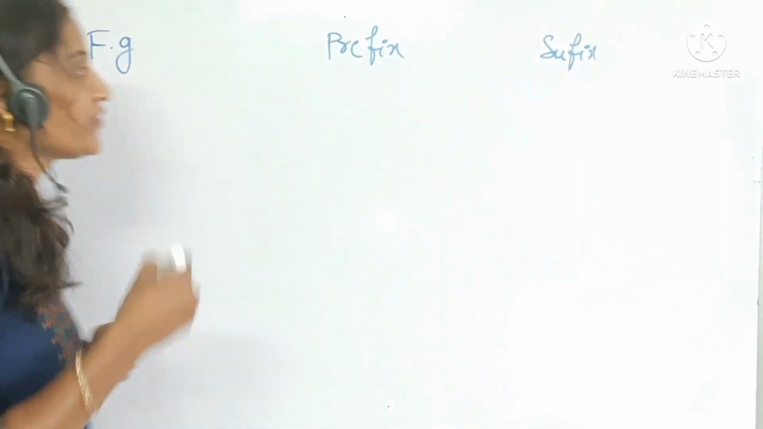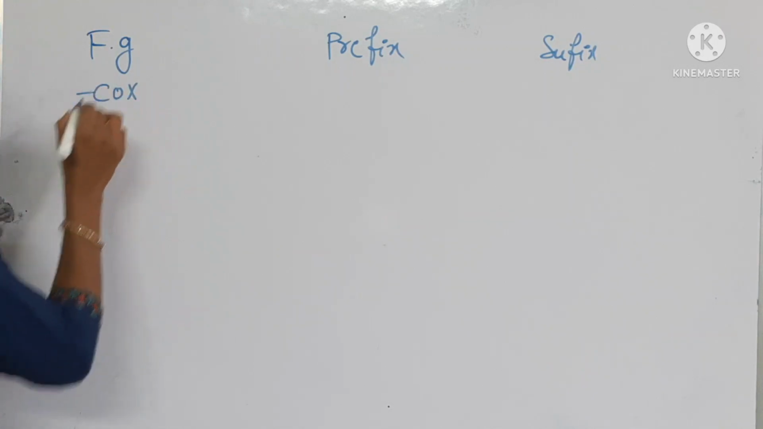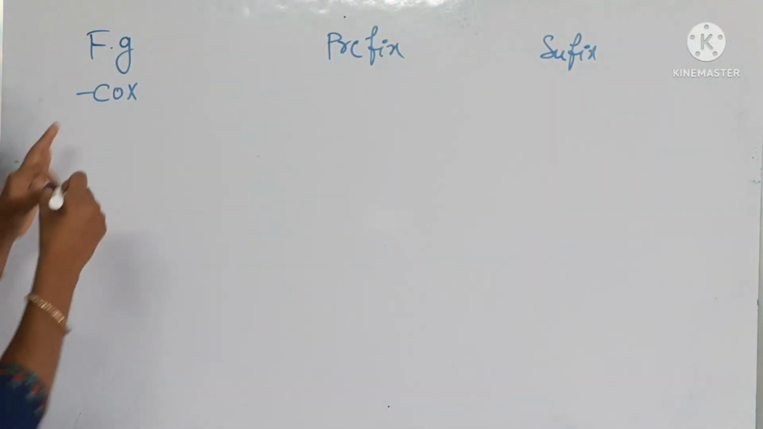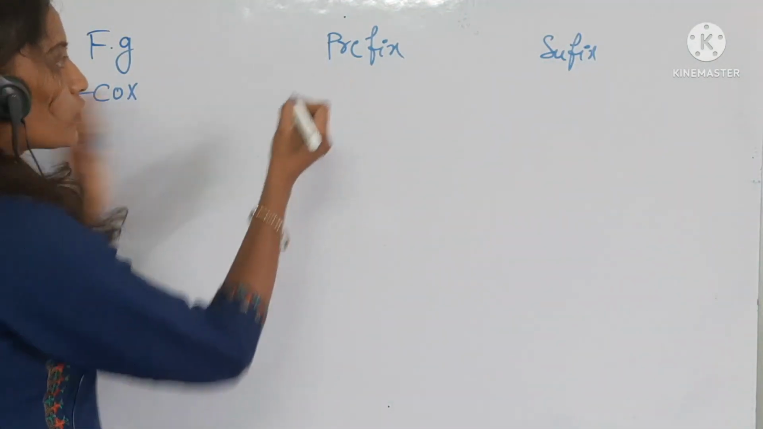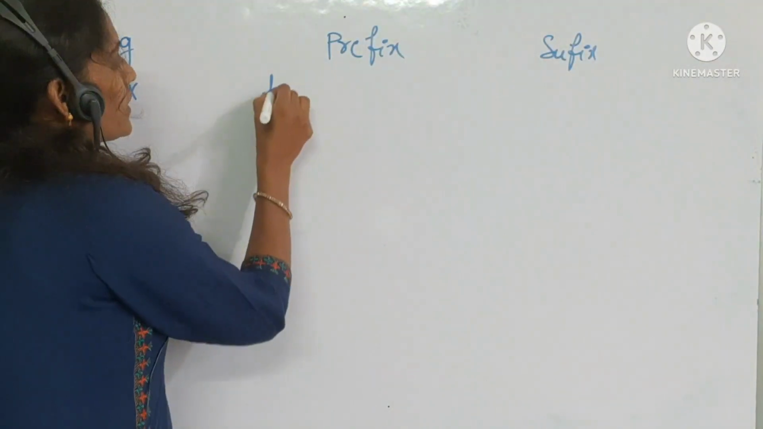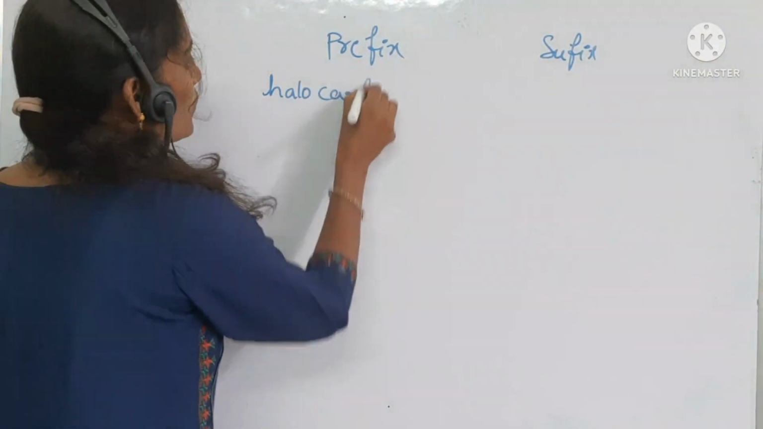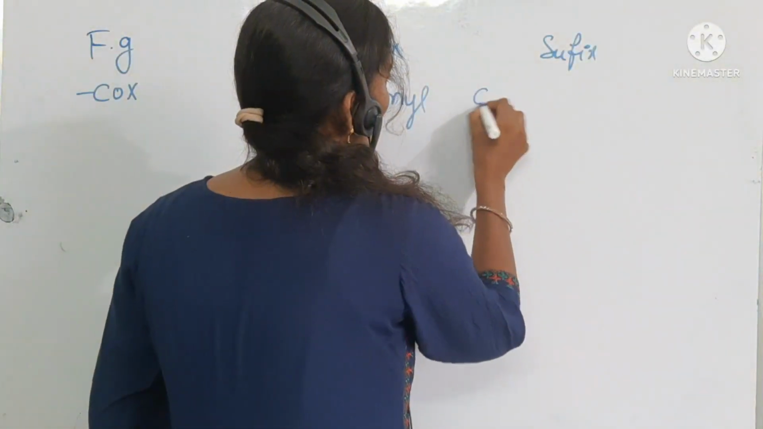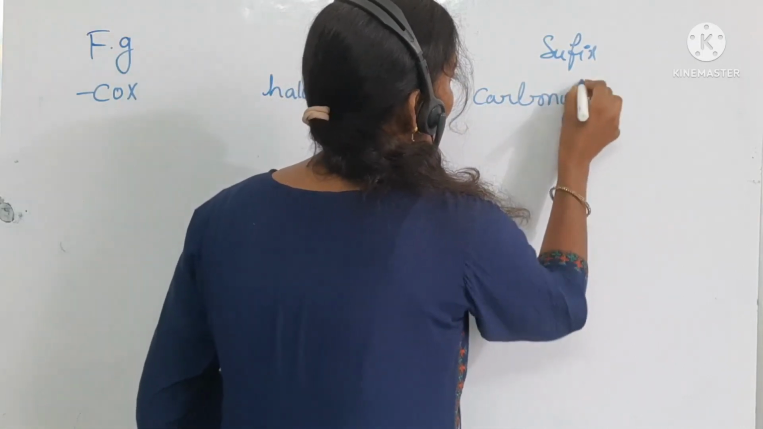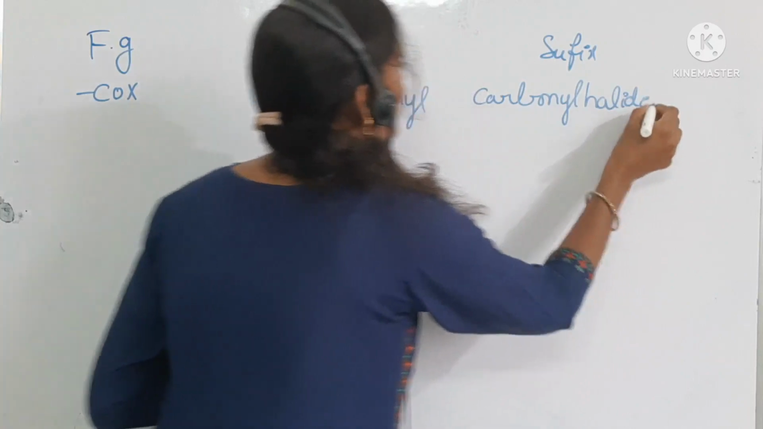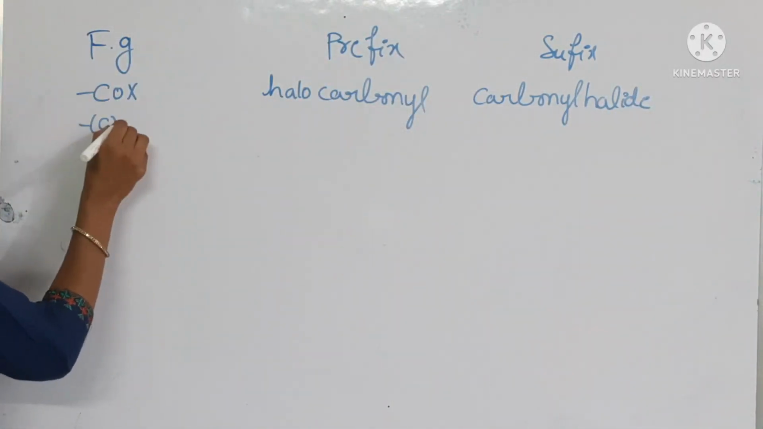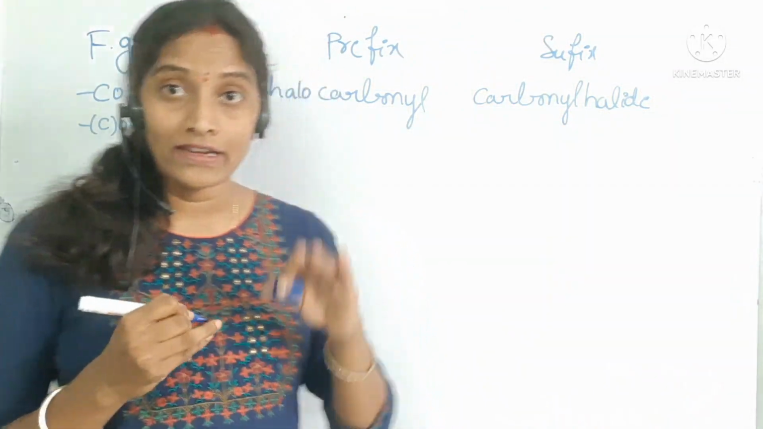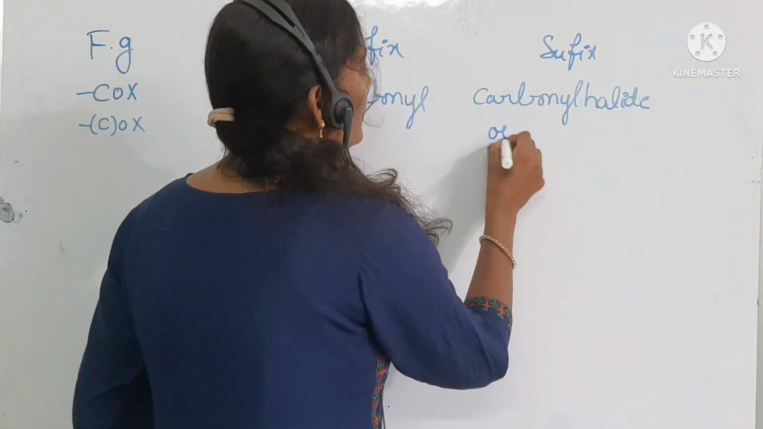Let's see here. First of all, take the acid halide functional group. Here X is nothing but a halogen atom: fluorine, chlorine, bromine, iodine. If I write this functional group as a prefix, we call it halocarbonyl. If the same functional group is written as a suffix, we call it carbonyl halide. If the carbon atom of this functional group is part of the main principal chain, not a substituent, at that time we call it a halide.